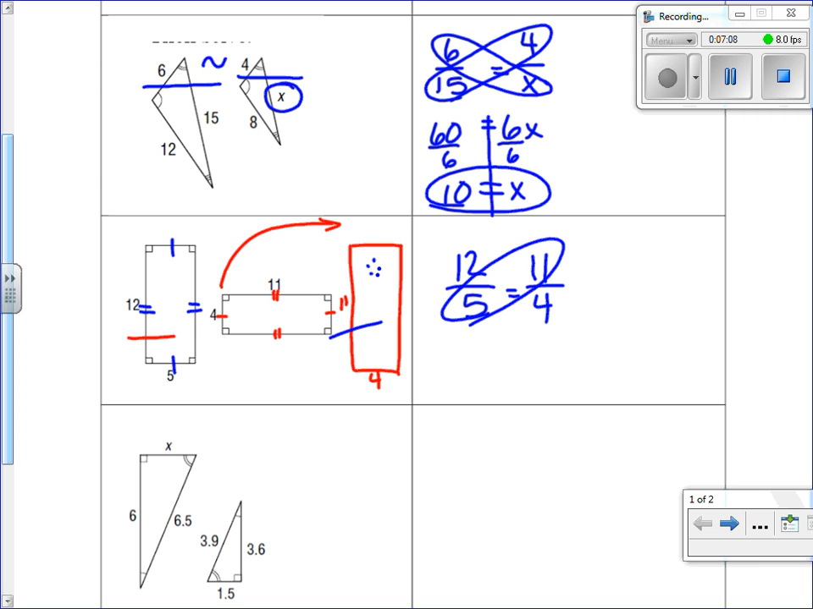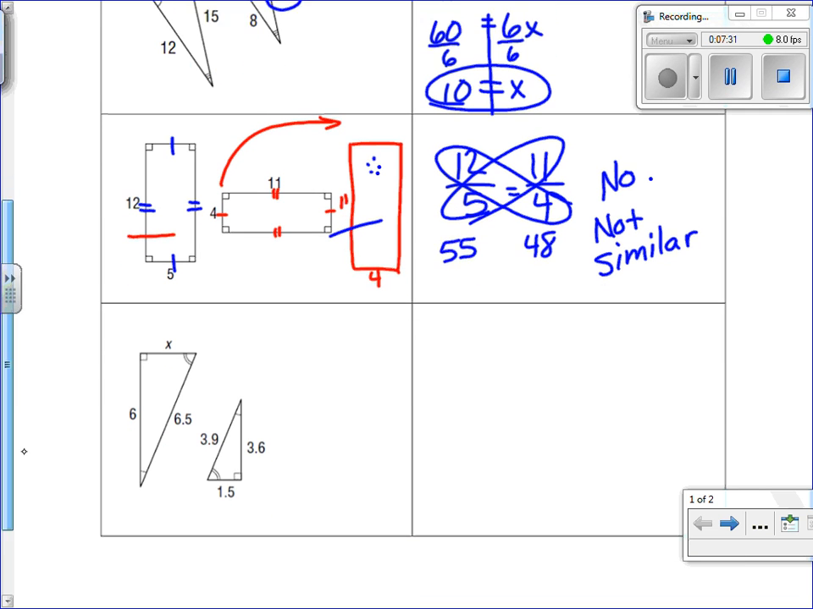So 5 times 11 is 55. 12 times 4, that's 48. And we can honestly say, no, they are not similar. All right, they're not similar. Okay, let's go ahead and take a look at the next set of triangles here.